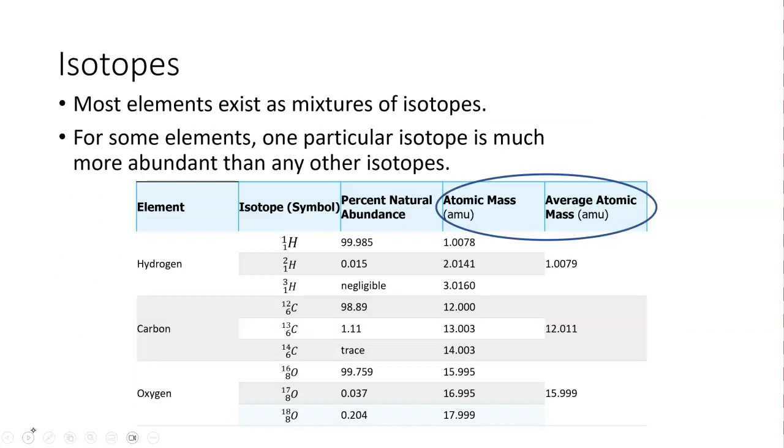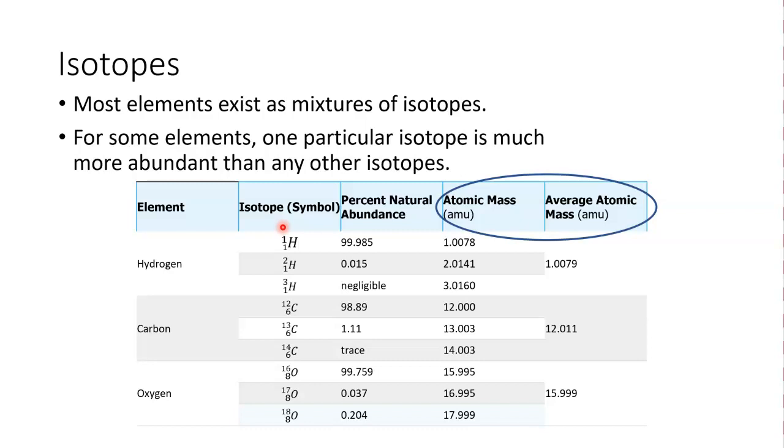So most elements exist as mixtures of isotopes. And for some elements, one isotope is way more abundant than the others. Other elements have more of a mixture. So if we look at carbon, for example, almost all of it is carbon 12. There's a little bit of carbon 13 and there are trace amounts of carbon 14. But you can see from the average atomic mass of carbon that it's mostly carbon 12. And for hydrogen, it's mostly hydrogen 1. And for oxygen, it's mostly oxygen 16.